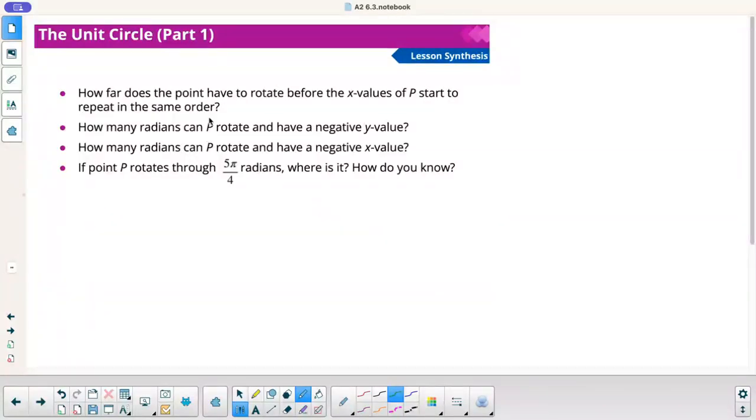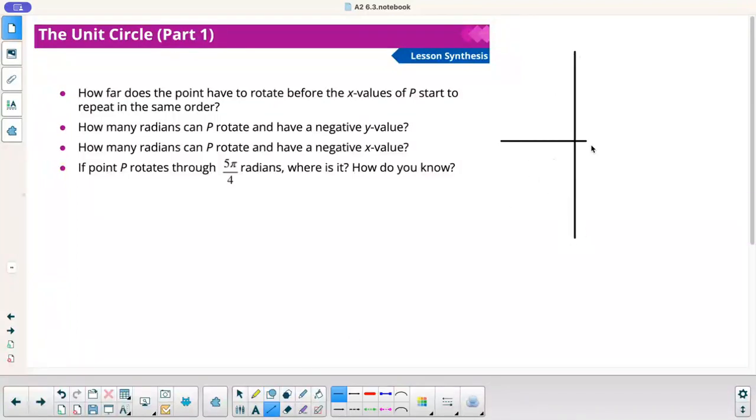All right, so how far does the point have to rotate before the x values of P start to repeat in the same order? I guess I should probably give you a picture here. I'm assuming this question was with our circle problem here. Whoops, not a rectangle, we want a circle.